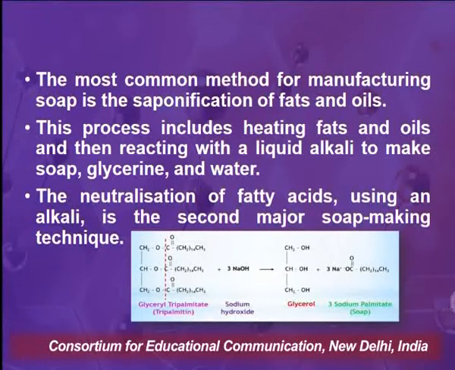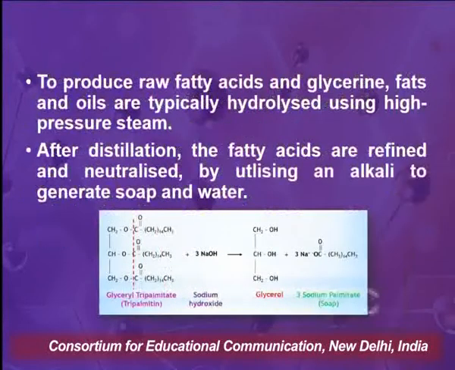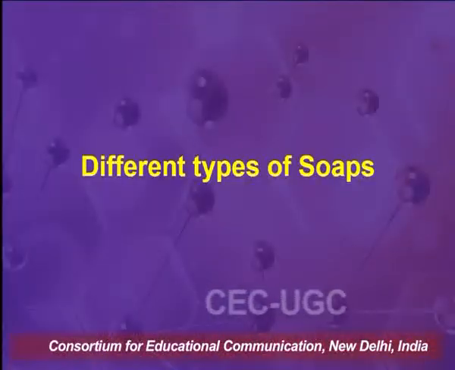The neutralization of fatty acids using an alkali is the second major soap making technique. To produce raw fatty acids and glycerin, fats and oils are typically hydrolyzed using high pressure steam. After distillation, the fatty acids are refined and neutralized by utilizing an alkali to generate soap and water. Let us discuss in short different types of soaps.